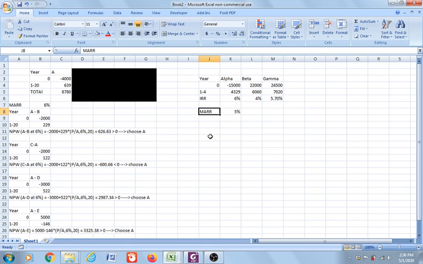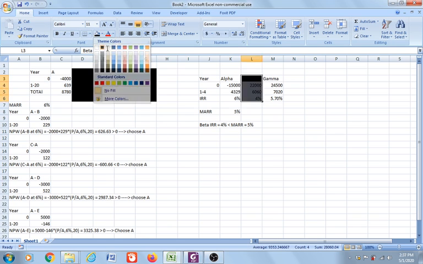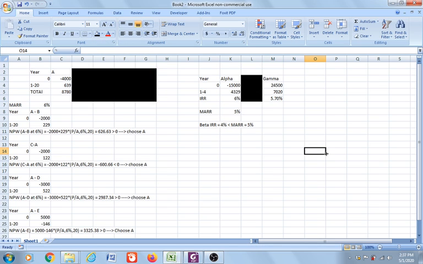But now see, alternative beta, the IRR is 4%. So beta IRR equals 4%, and that is less than the MARR, which equals 5%. We want at least 5% rate of return, but beta gives you 4% rate of return. So eliminate beta right away. Now the thing that we need to do is compare alpha and gamma.